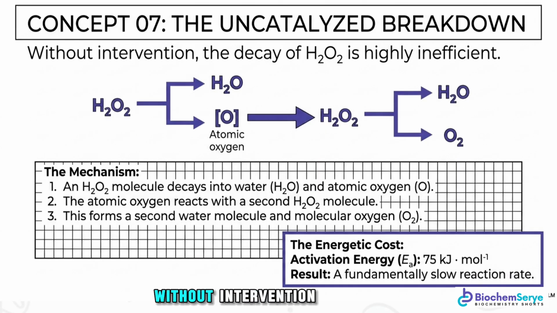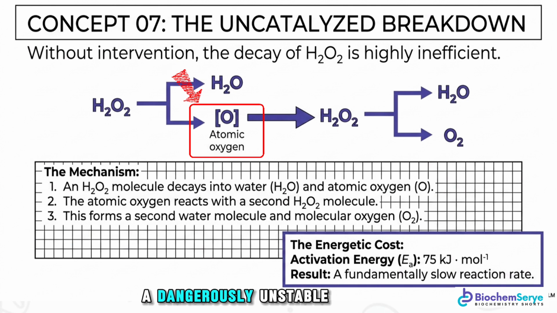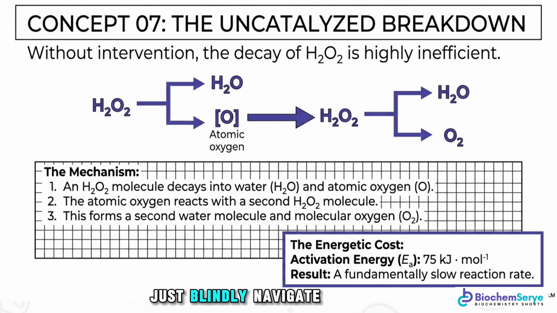So what happens without intervention? Well, the uncatalyzed decay of hydrogen peroxide is biologically unacceptable. First, it demands a massive 75 kilojoule per mole activation energy. Second, it generates a dangerously unstable, freely wandering atomic oxygen intermediate that has to just blindly navigate the cell to find another peroxide molecule.